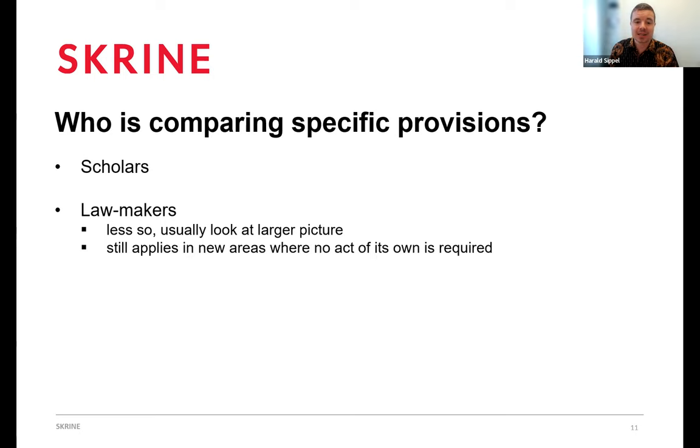But it may be that there is a new area of law where you do not need an act of its own, but just an update of the law. Let me give you an example. The civil codes of some countries needed to be updated to make sure that there is liability when robots or machines cause damages. Because before, the entire concept was that only humans themselves can cause damages.